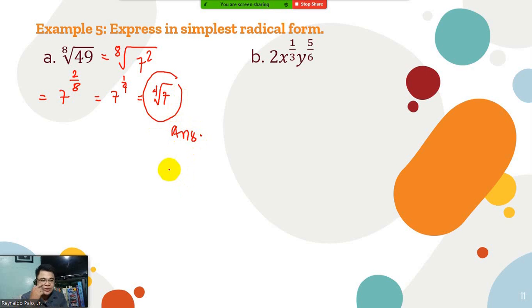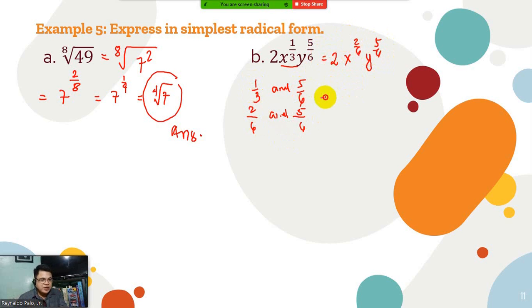2x raised to the power of 1/3, y raised to the power of 5 over 6. Okay? So in this case, we can apply the things that we've done in the previous example before this slide, alright? So as you can see, our concerns are x and y, or the exponents of x and y. We have 1/3 and 5 over 6. Okay? So we have to make them similar fractions as well. The common denominator is 6. 6 divided by 3 is 2 times 1 is 2. 6 divided by 6 is 1 times 5 is 5. Alright, so we can write this now as 2x raised to the power of 2 over 6, y raised to the power of 5 over 6.